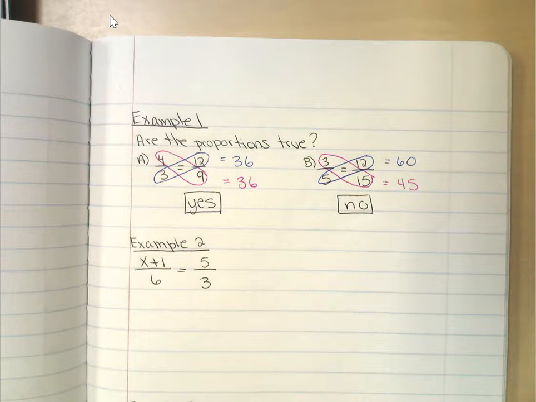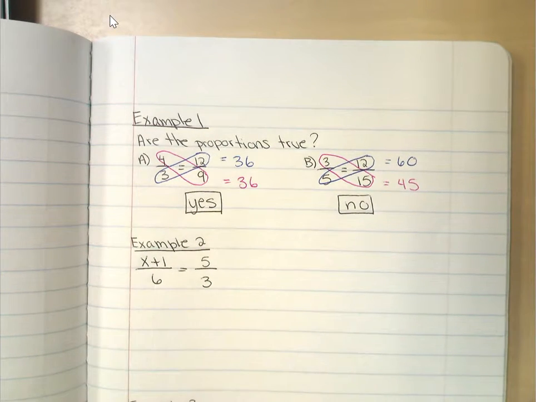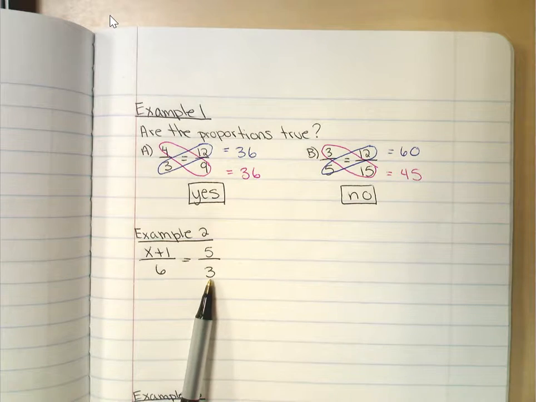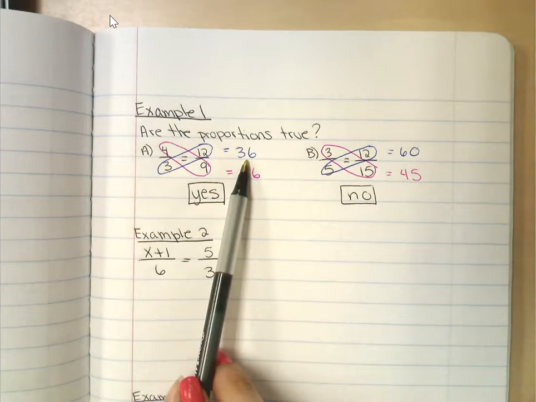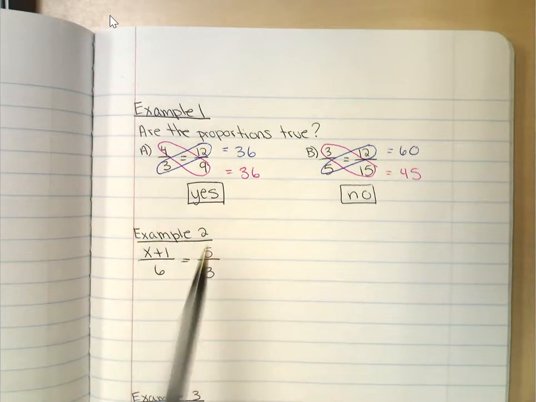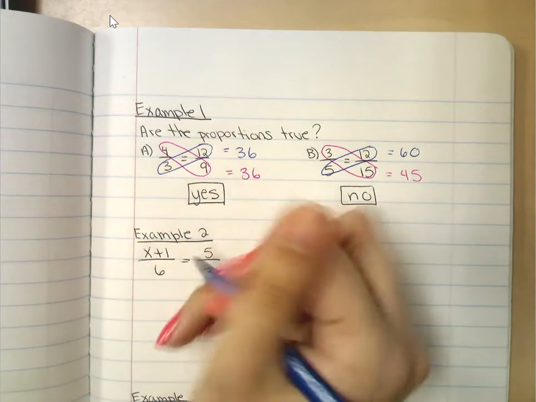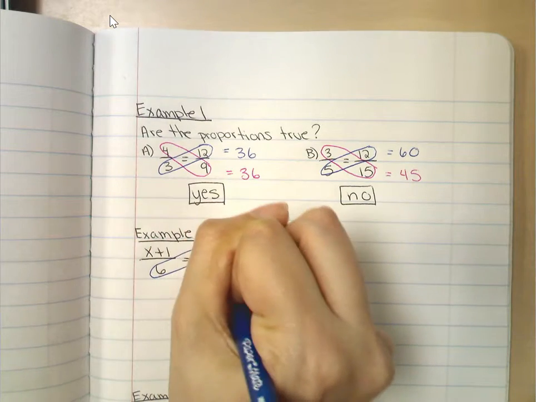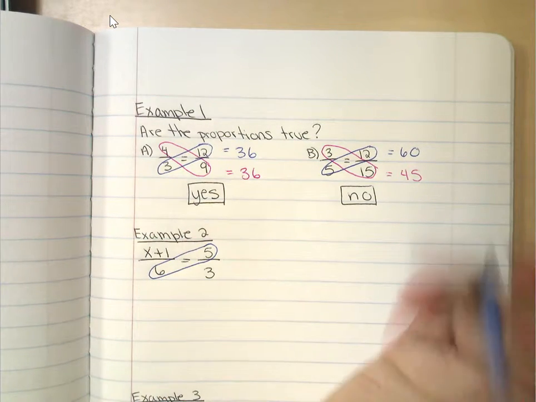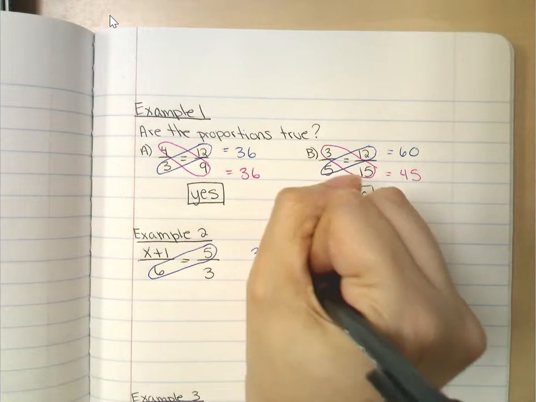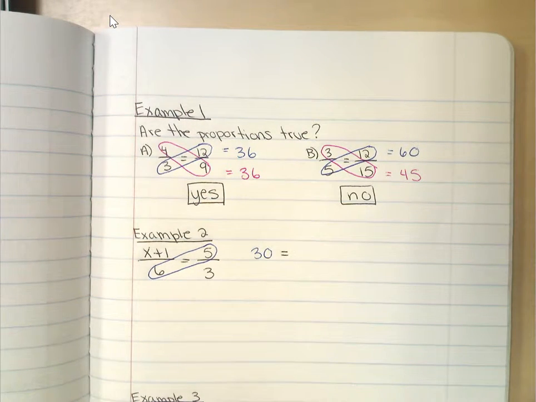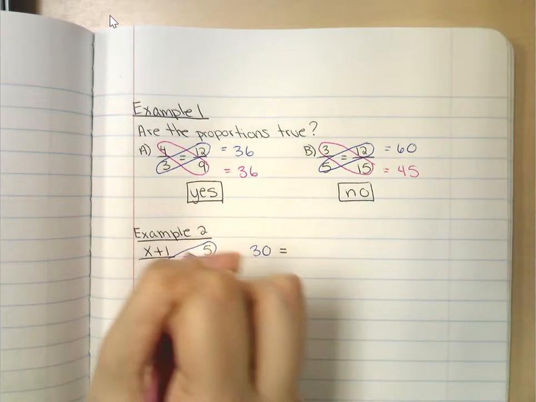But what we're practicing more is how to solve proportions. So pretty much just solving equations. For example 2, I have this proportion right here, but I'm going to follow the same method that I used in the first example. I have to multiply the diagonals. So I'm going to multiply 6 times 5. That gives me 30. They have to be equal, so I'm going to multiply the second diagonal. Here's my second diagonal.